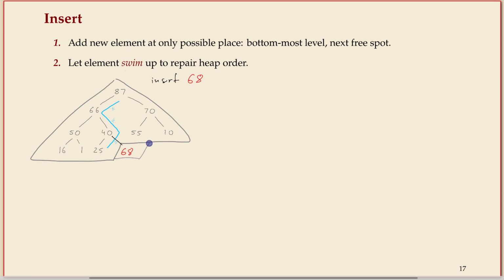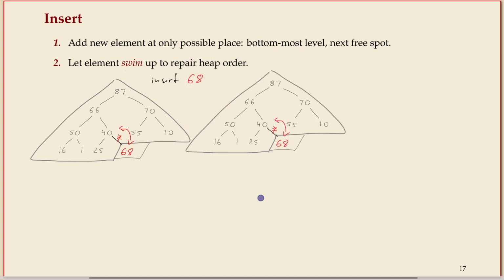But of course, this potentially violates the heap order, like in this case. Let me get rid of the blue part. We have a violation here in that we don't have the parent be bigger. So what do we do? We swap those two. The 40 moves down, 68 moves here.